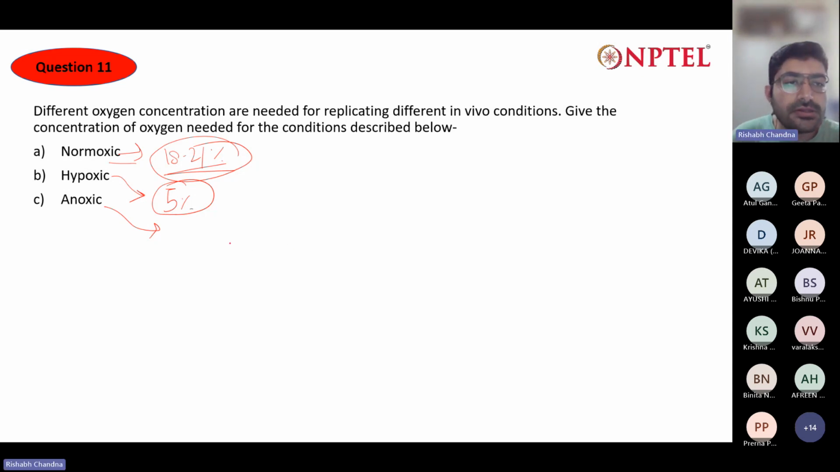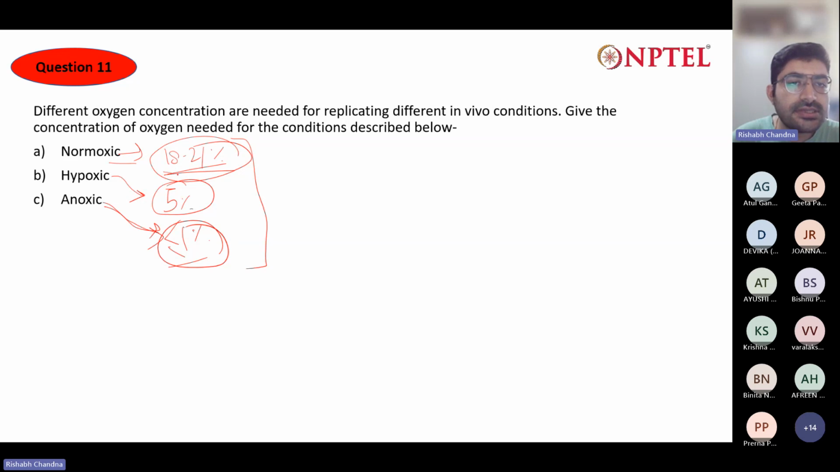So in case of anoxic conditions, we require a concentration of less than or equal to 1%. That is the oxygen concentration maintained in anoxic conditions. Okay, so if we have to maintain any of the conditions that are present in vivo.